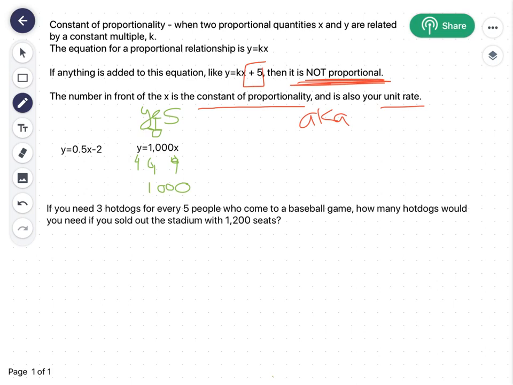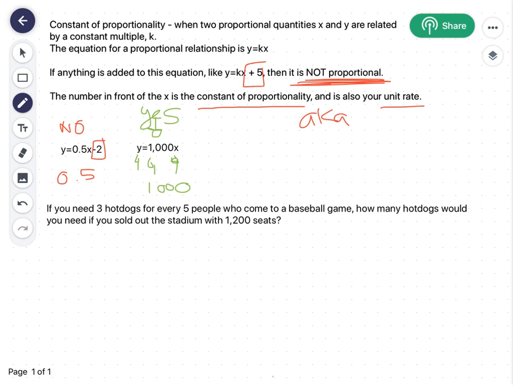In the other equation, it has something beyond y, x, and one other number. It has that minus 2 there. So no, it is not a proportional relationship, but it does still have a unit rate and a constant of proportionality, and that is the 0.5. So hopefully when looking at equations, we can tell the difference, whether they are proportional or not.